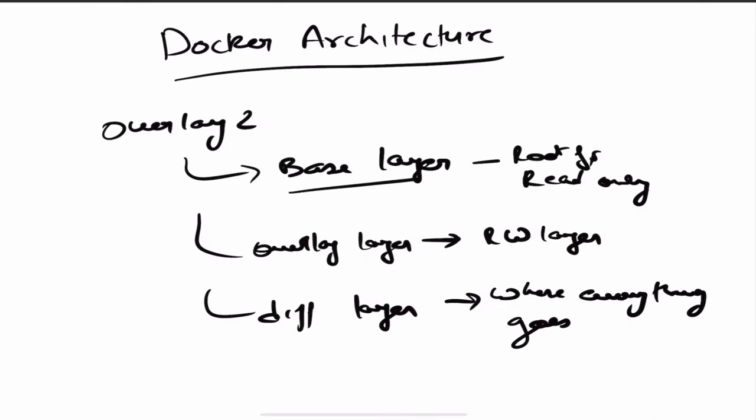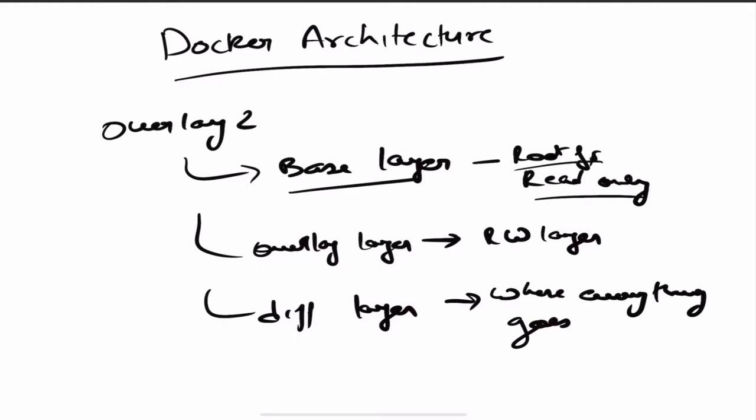Overlay 2 basically has a few layers. A base layer, so this is the root layer of an image and is the read-only layer. This is similar to the root file system of Linux, you can consider, right? So this is what you download when you fetch an image from Docker Hub.